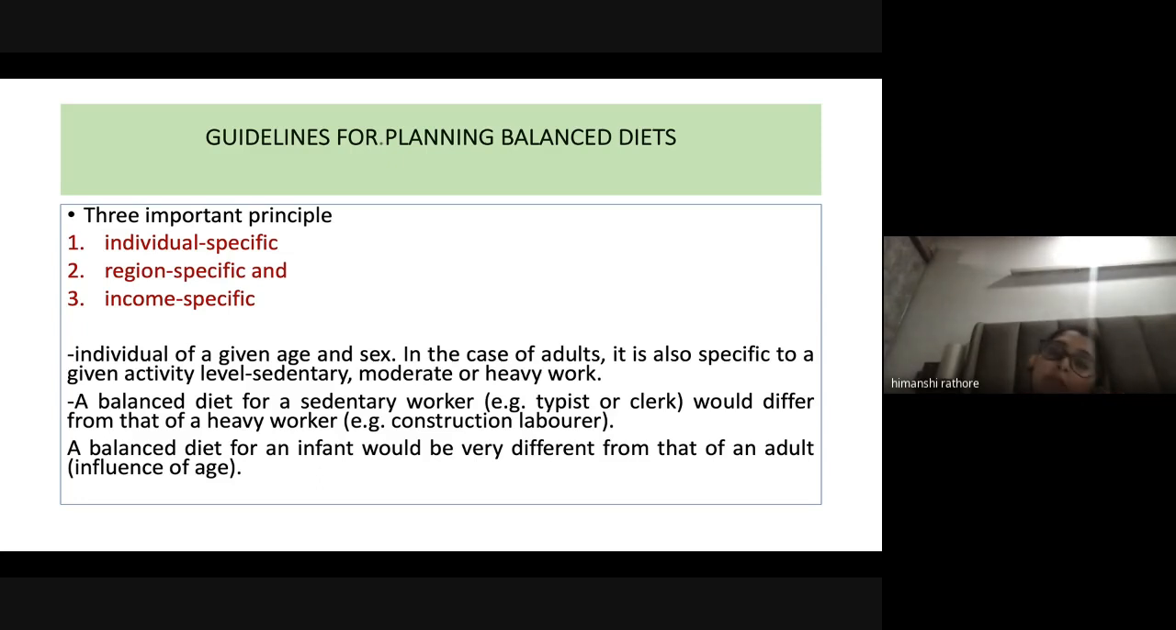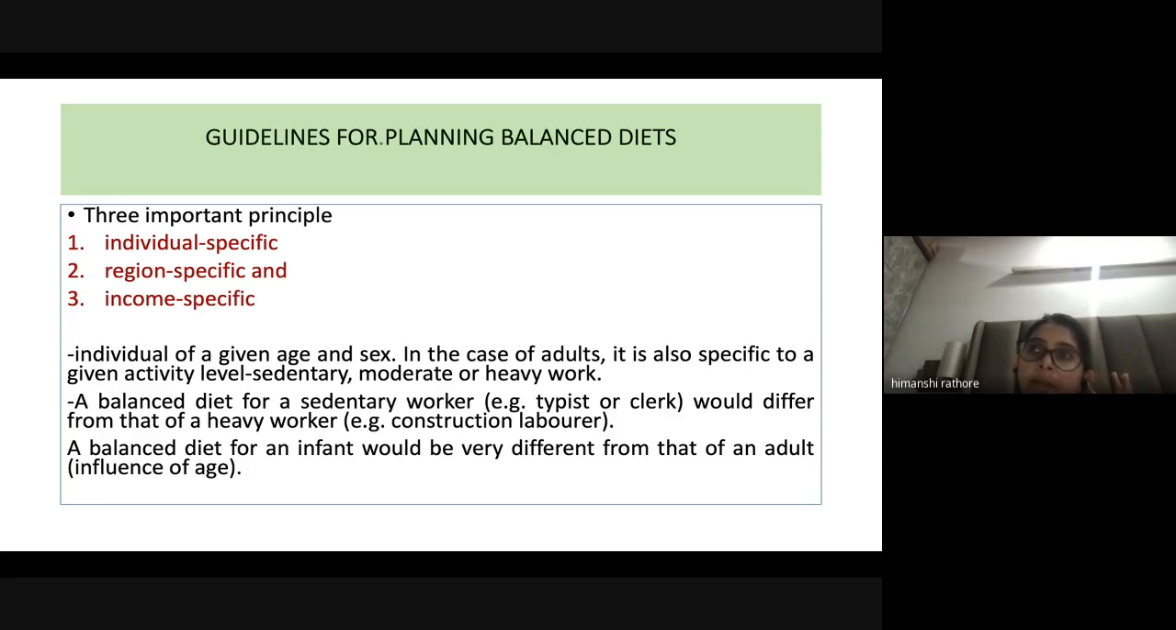Every individual has a different age, and male and female matters because RDAs are different for male and female. In the case of adults, you also have to specify the activity level. There are three different activity levels: sedentary, moderate, or heavy. What is sedentary? Sedentary is a light kind of work. If you are not performing rigorous activity in your daily life, then you fall under a sedentary work lifestyle.